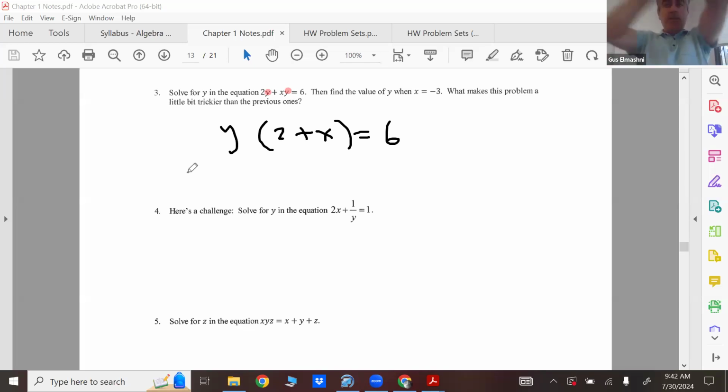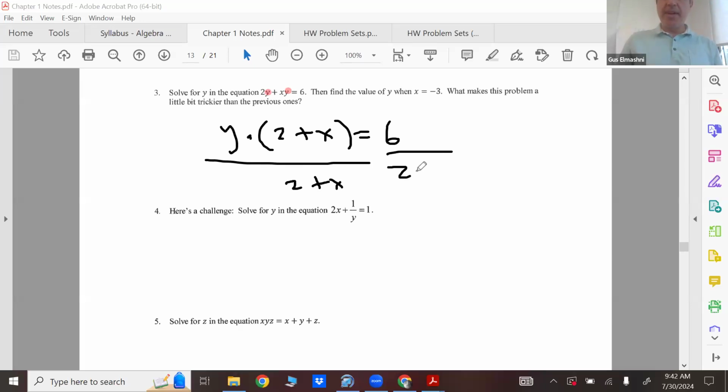Now y occurred twice, and now y occurs once. Now I feel better about this, because y is being multiplied by 2 plus x. Well, what's the opposite of multiplication? Division. So divide by that whole group. That 2 plus x group is now one entity. You can divide it to the other side. Now you've got y isolated.